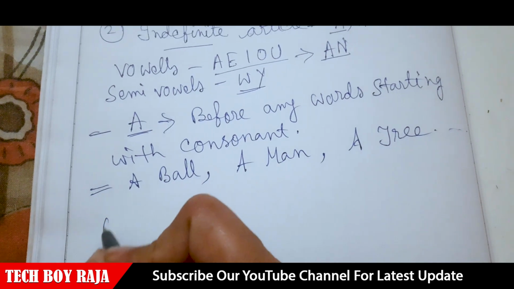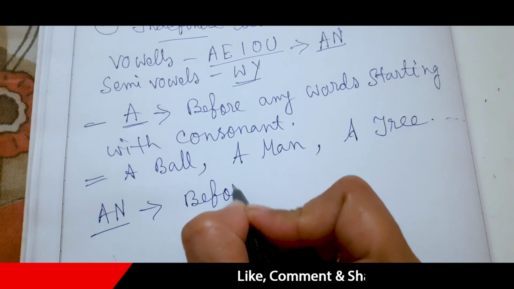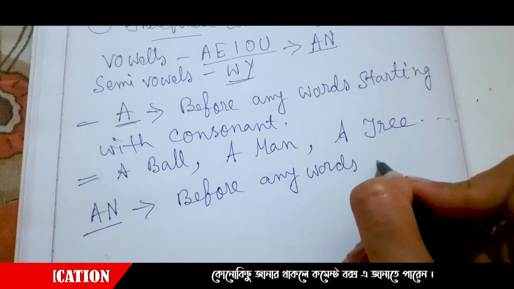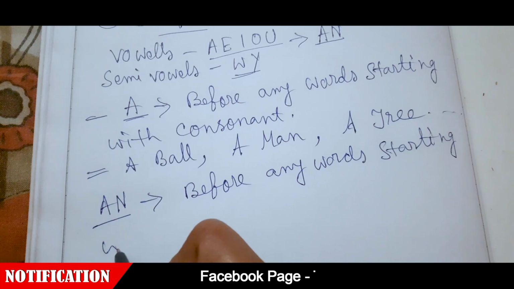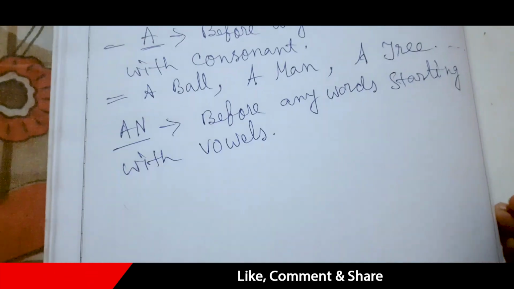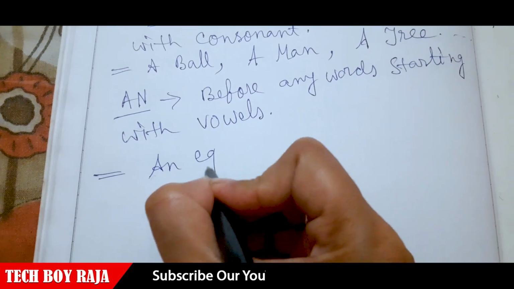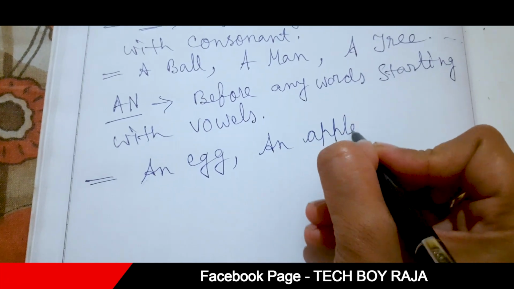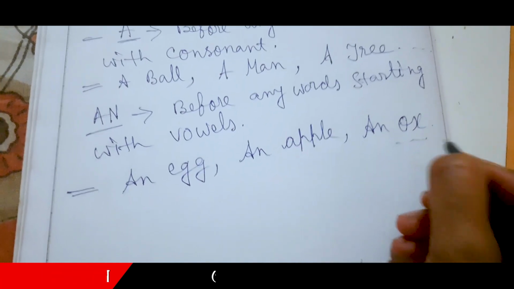A. Then what about an? An is used before any word starting with a vowel. Some of the examples are an egg, an apple, an ox, like this. Many more are there.